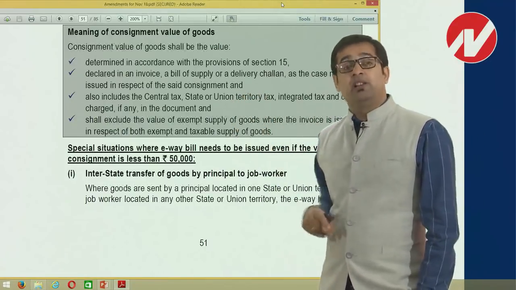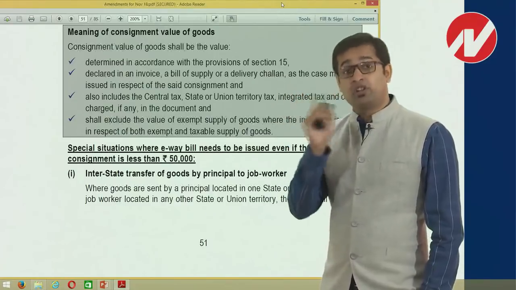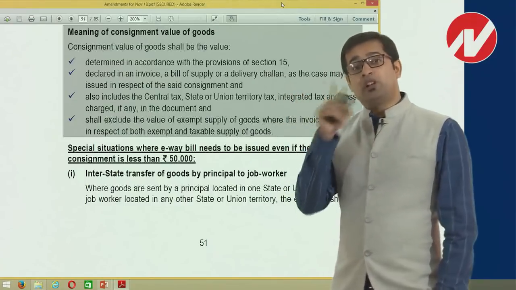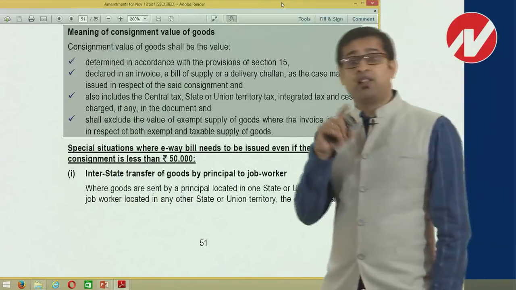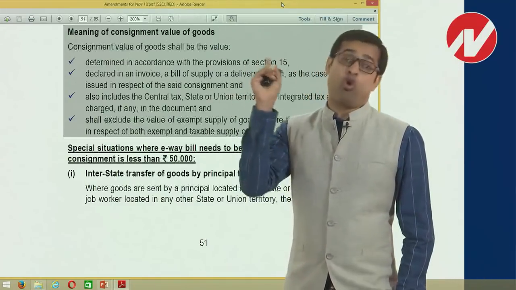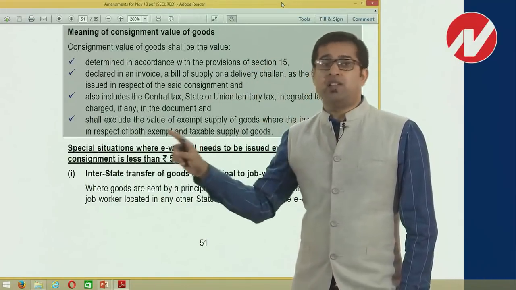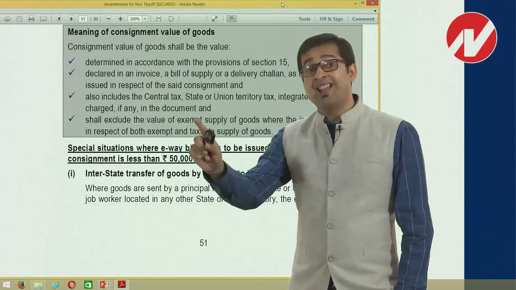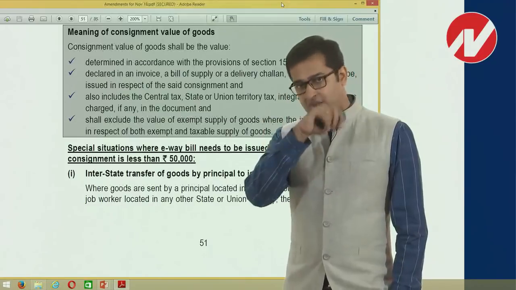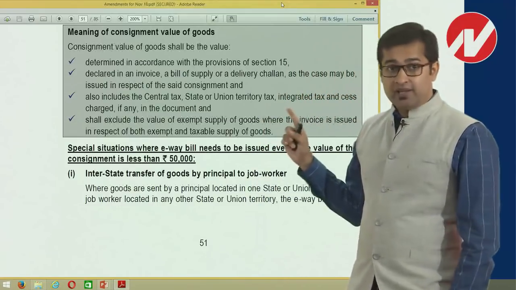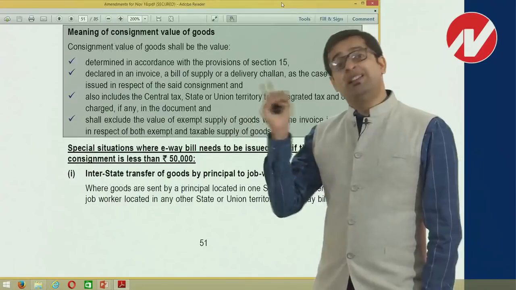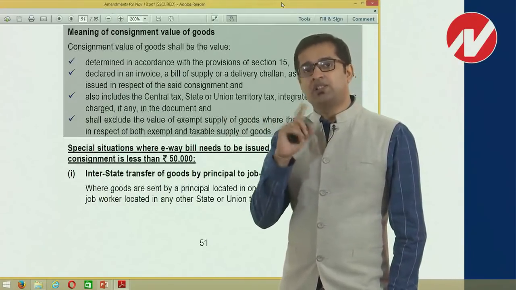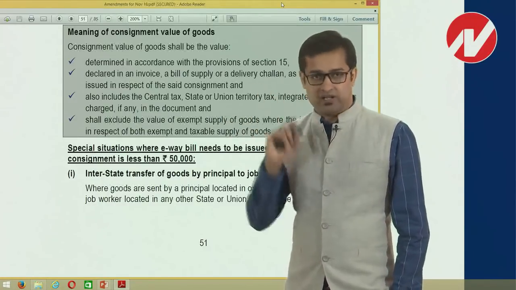The third point is a differential point. When I say value as per section 15, it clearly says that section 15 value shall exclude all taxes in the form of CGST, SGST, IGST, UTGST, compensation cess. While here it clearly says your value shall be inclusive of CGST, SGST, IGST, UTGST, compensation cess and everything.